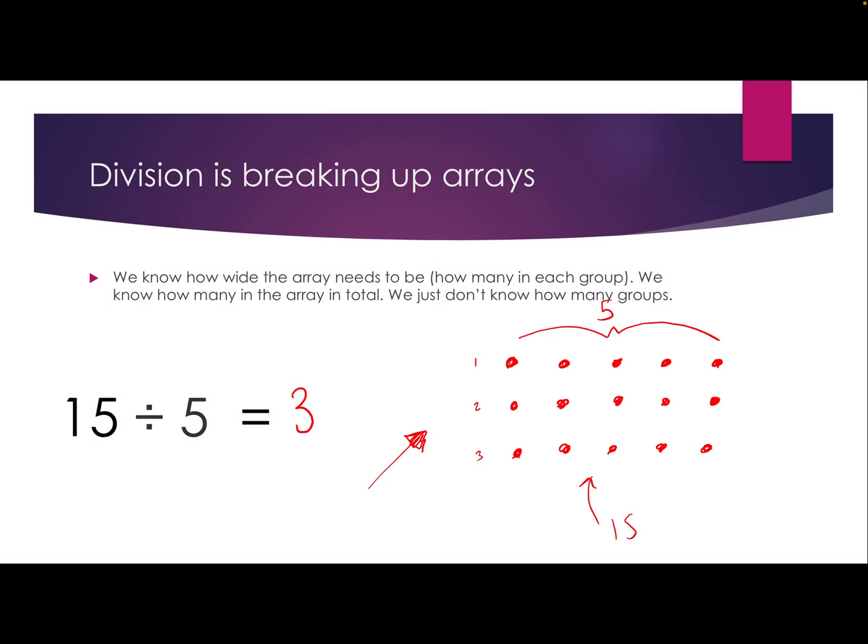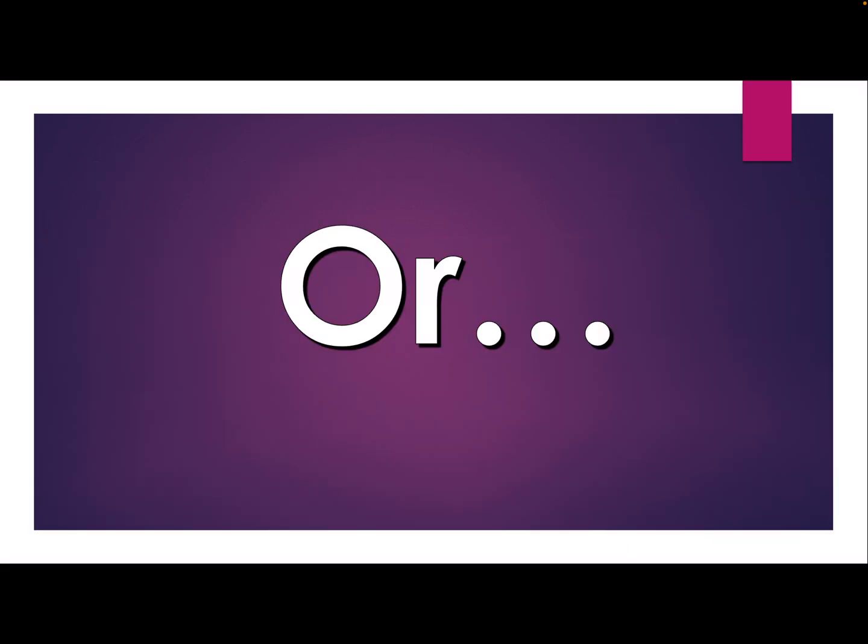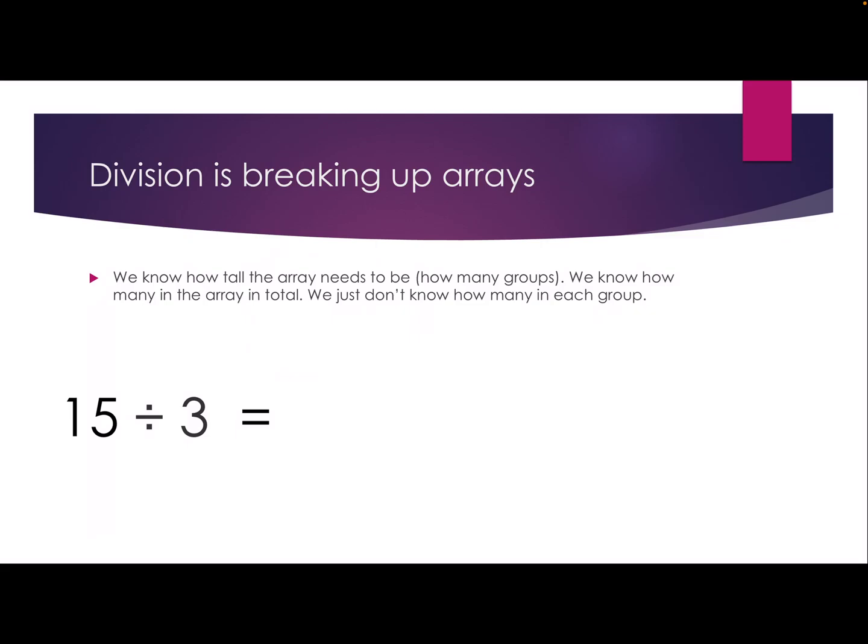Let's have a look. Or 15 divided by 3. In this one, I know how many groups. I've got 3 people. 1 person, 2 people, 3 people. But I don't know how many cakes they're going to have each. Are they going to have 1 cake each? Are they going to have 2 cakes each? Are they going to have 7 cakes each? Well, if they have 1 cake each, I've only used up 3 cakes. That's lots of cakes going in the bin.